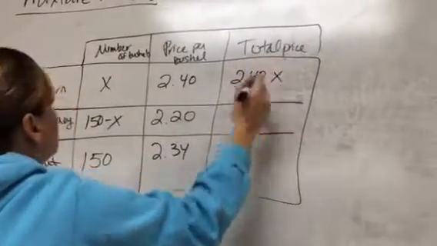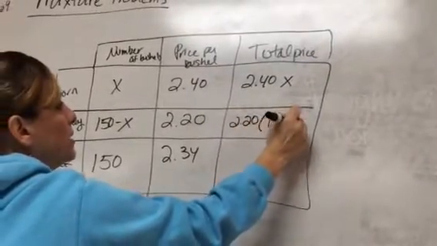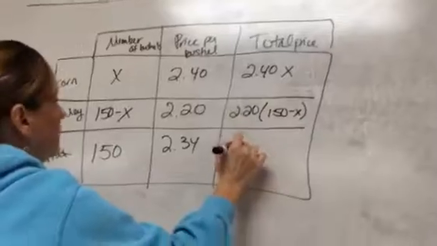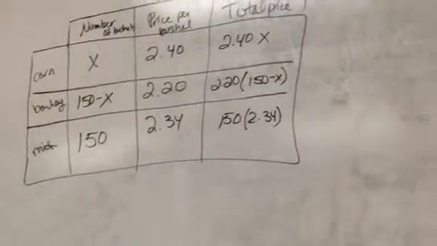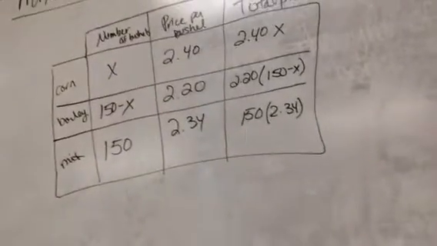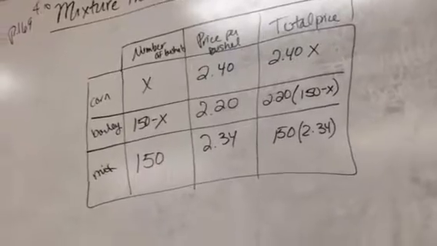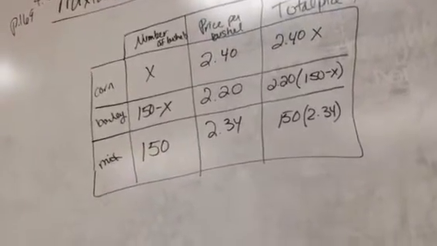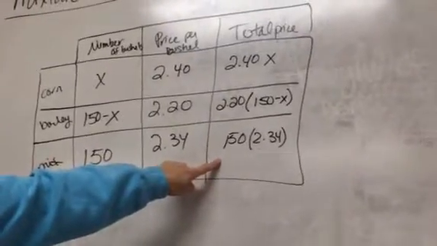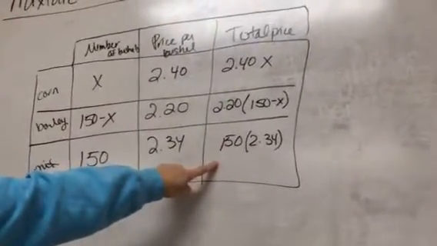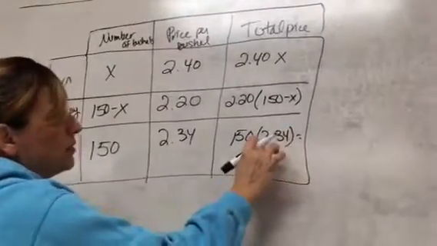2.40 times X is 2.40X. 2.20 times 150 minus X. And then 150 times 2.34. All right, so we've got that done. Now we know that the total is going to be what this is, so we have to multiply that out. When you multiply that out, you're going to get 351. So I'm just going to write 351 down here because that's what this equals.